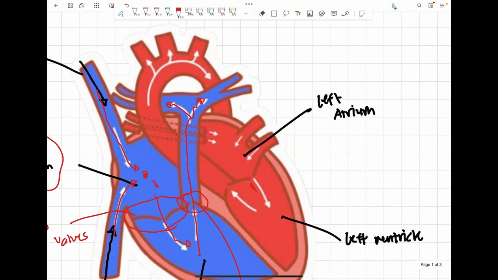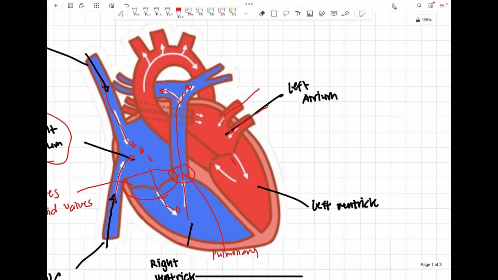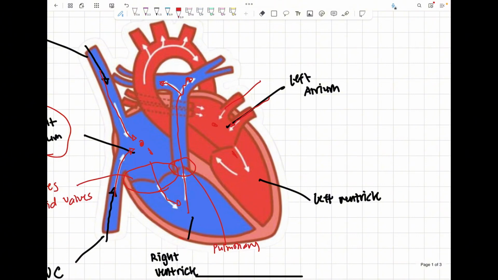So, right after passing through the heart, the lungs, it goes back to the left atrium. It's back, so it's now in the red part of the drawing of the heart. So now it's here in the left atrium, and then passes through this valve.